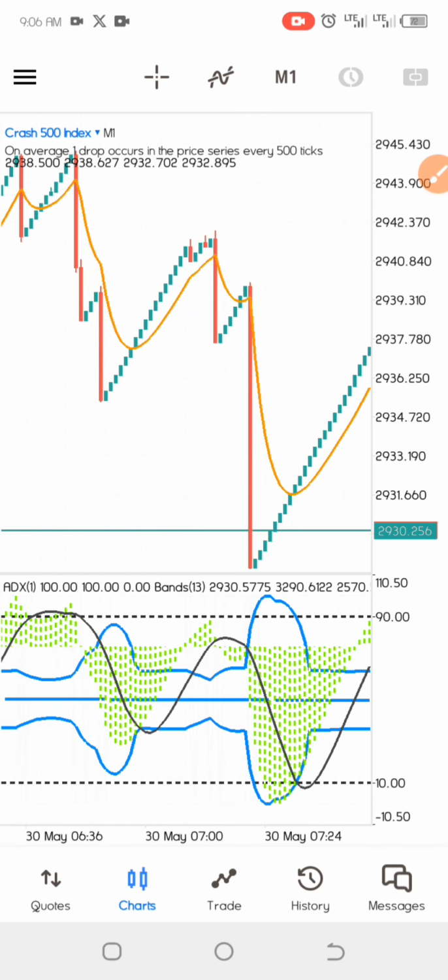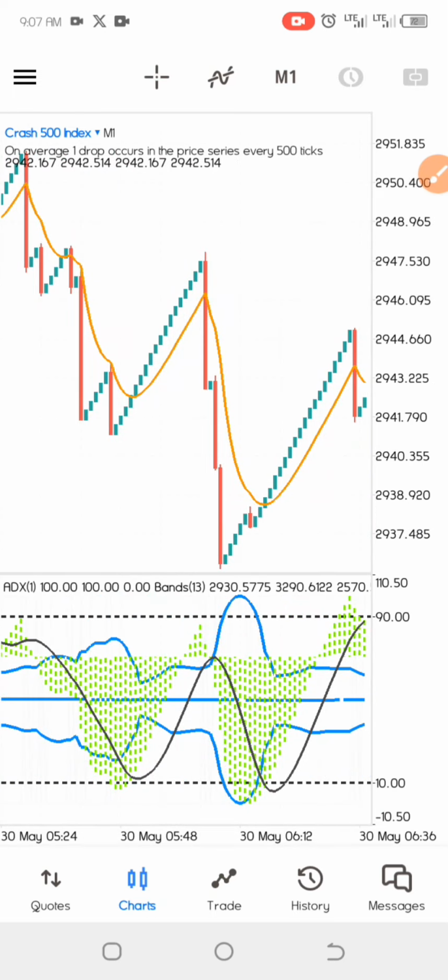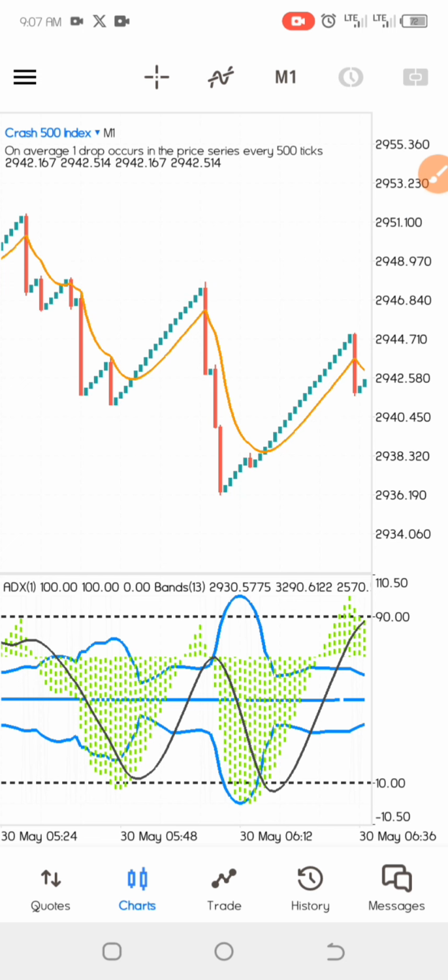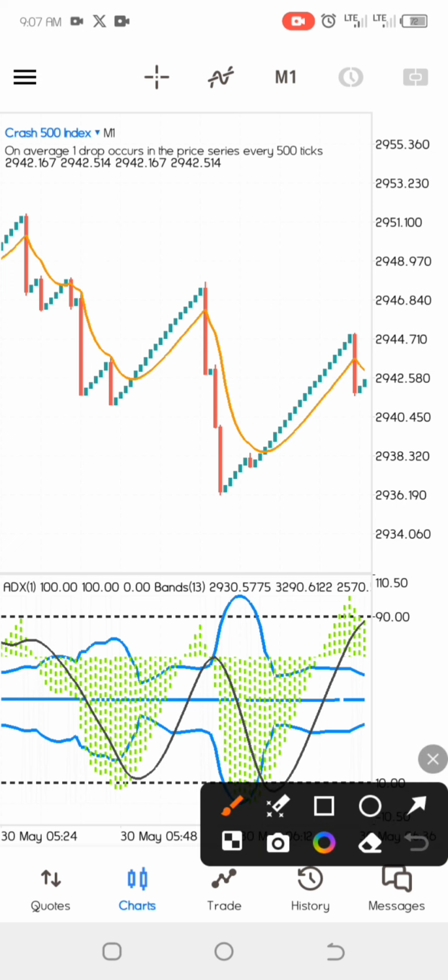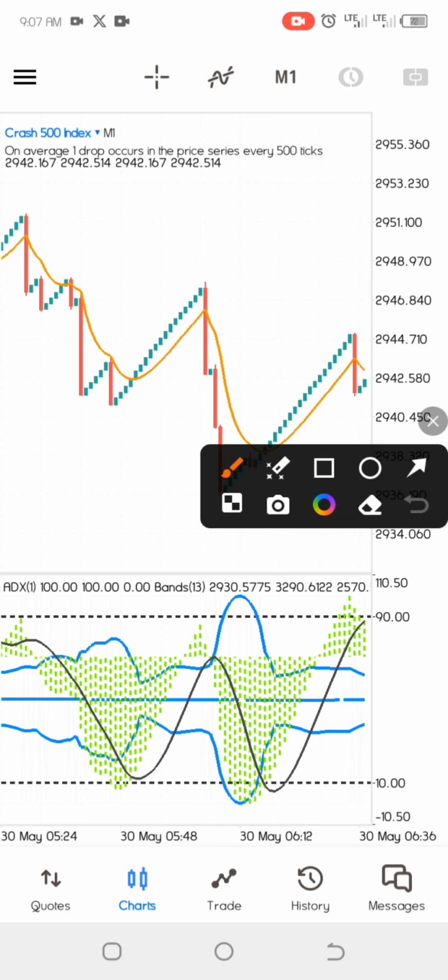So how do you use the strategy? Very simple, and it's very straightforward. We are going to be talking about how you can use the strategy, the stop loss, and the take profit area. Everything will be discussed on this strategy. Now the first thing, we know that whenever you are taking a trade, if you are on Crash, we are going to be looking to trade at the 10 level of the ADX.